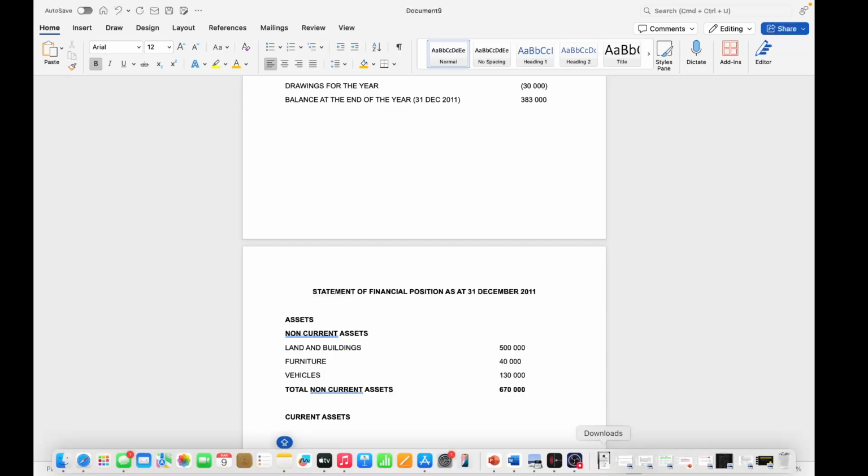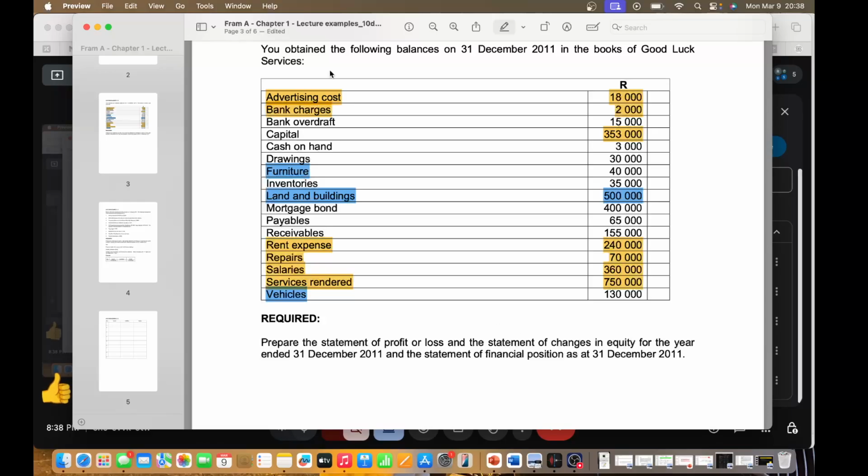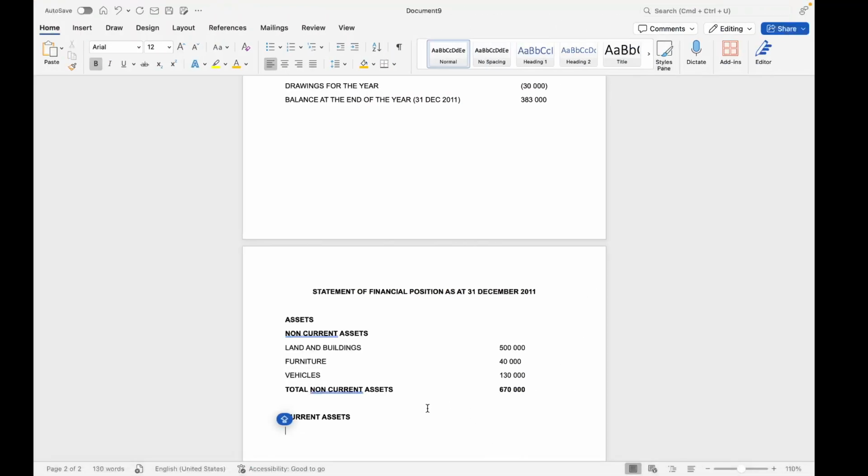Then we look for our current assets. Current assets are assets that are held for a period of less than 12 months, meaning that we are able to easily liquidate these to cash if needed, right? So what are these going to be? It's going to be our cash on hand, our receivables, and also our inventory. These are easily converted to cash in a period of less than 12 months. So we can just write inventories, and we're going to have a figure of 35,000. After inventories, we have receivables, and that's an amount of how much? 155,000. And then lastly, we have cash on hand.